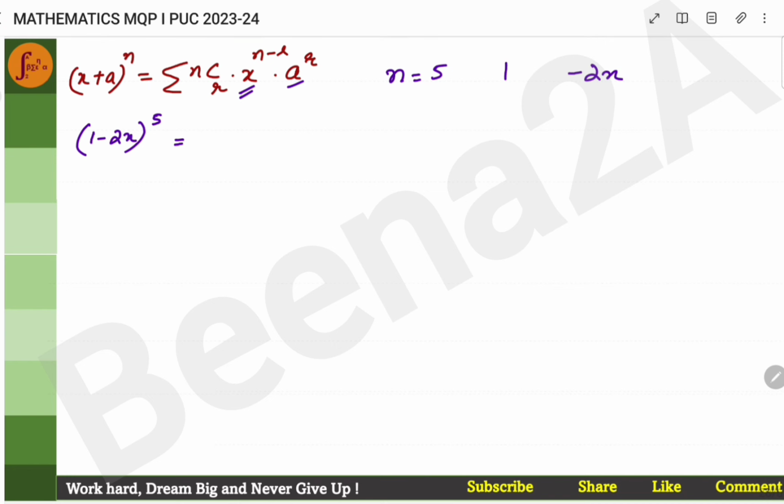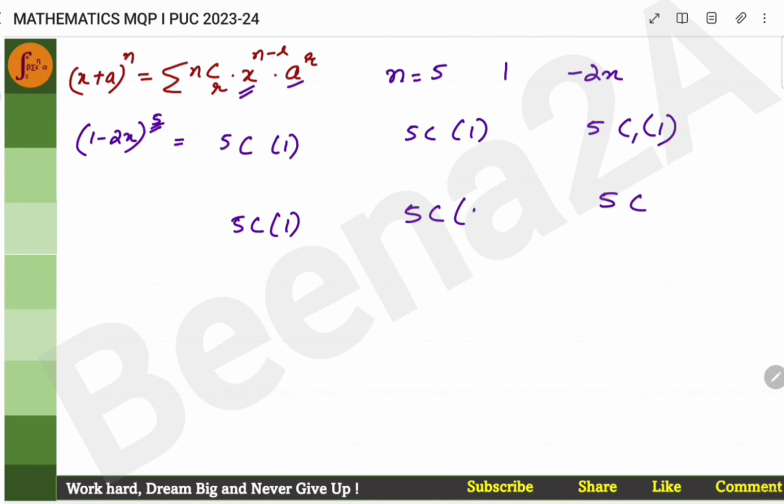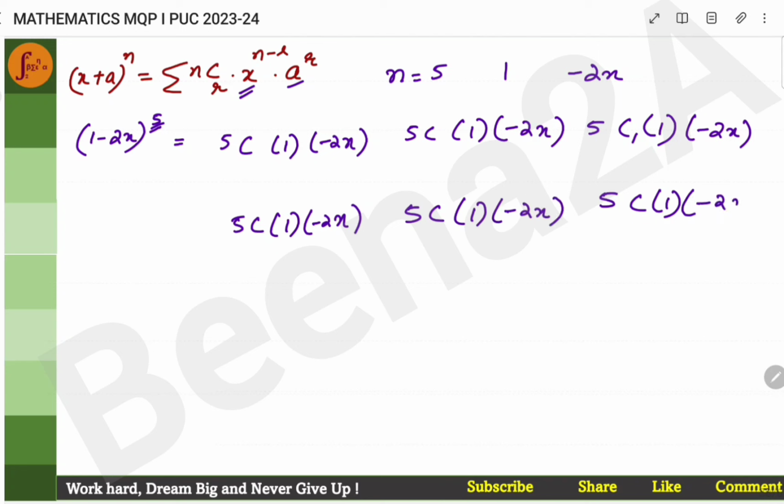So what I'm going to do is first write the nCr values. 5C, 5C, 5C. Since n is 5, you'll have 6 terms. Then I'll put the first term, which is 1: 1, 1, 1, 1, 1, 1. Now what is the second term? Minus 2x. Put that in each of the terms.